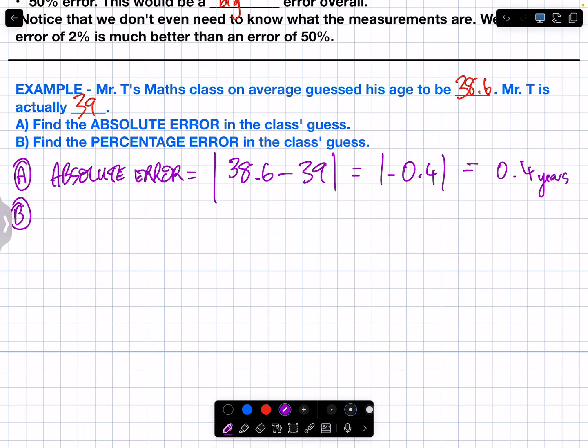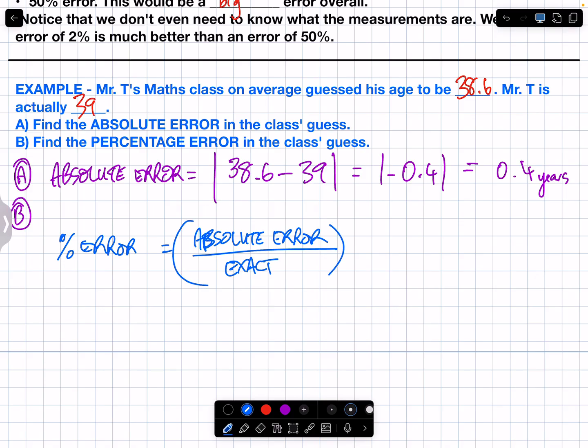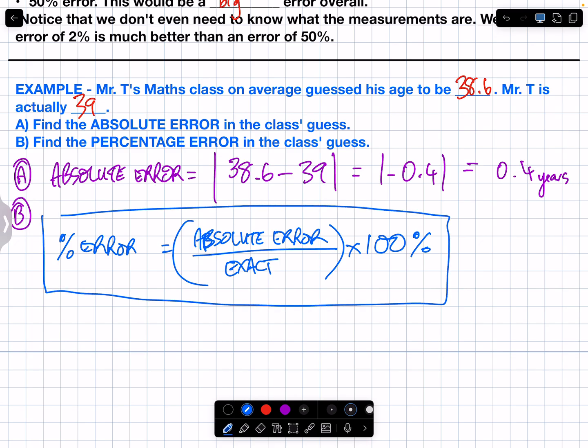So get that, please. And then I need to give you a formula here. So this should have been in blue. The percentage error equals absolute error over exact, times by 100%. Can you please get that formula down? I should have put it in a rectangle.